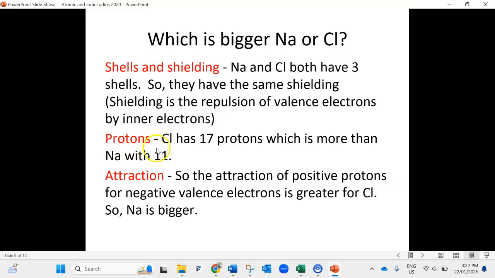So I talk about the protons. Chlorine has 17 protons, which is more than sodium with 11. So I've not only provided the details, I've pointed out that 17 is bigger than 11. So now I talk about the attraction. So the attraction of the positive protons for negative valence electrons is greater for chlorine. And so I answer the question, so sodium is bigger.